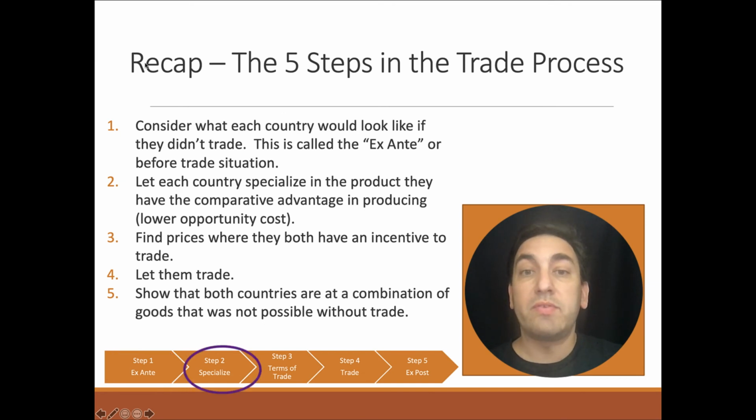Then what we did is we said, let each country specialize. Now there were two ways you could specialize. The first way was using absolute advantage. Who has the better technology? That was Adam Smith, and that turned out not to be the correct way of doing things.